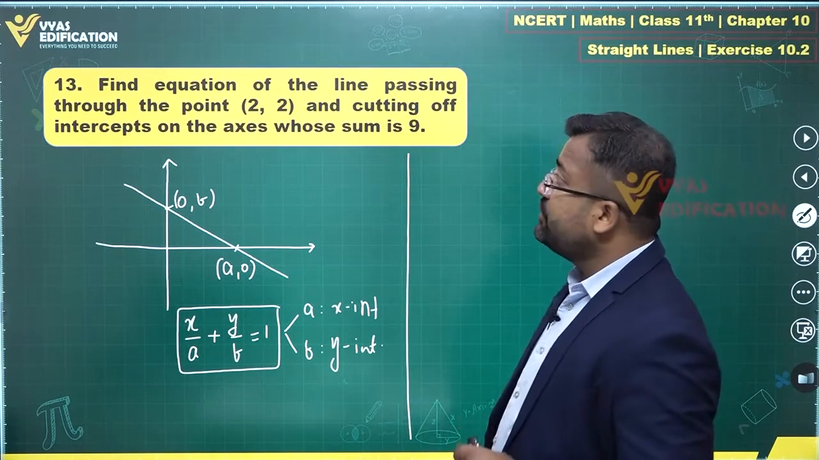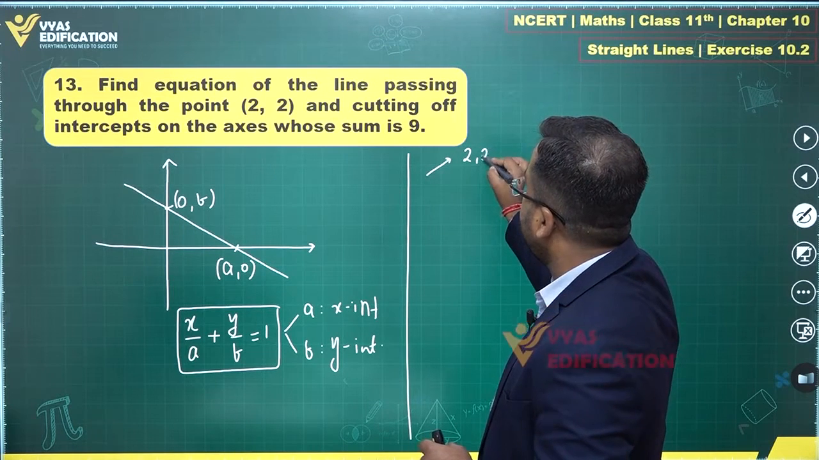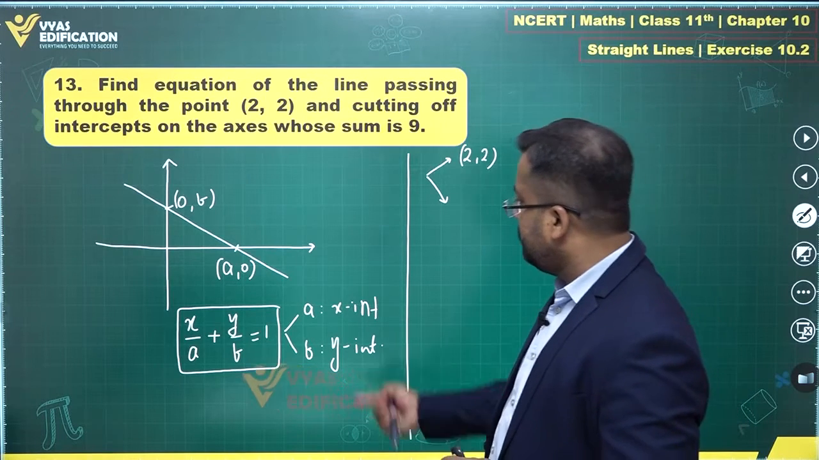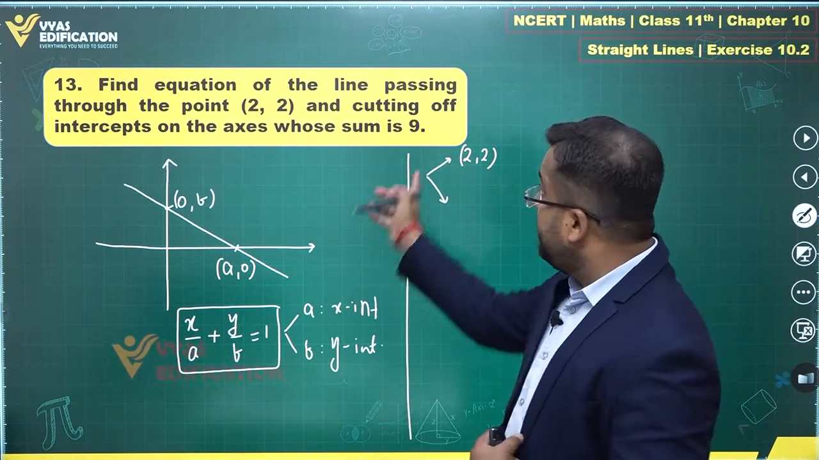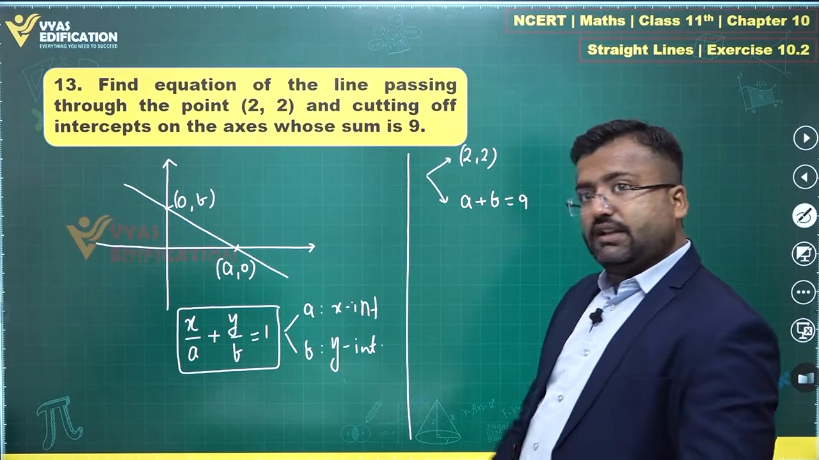In this particular question, we are given the equation of a line passing through the point (2, 2). One condition is that the line passes through (2, 2). The other condition is that it cuts off intercepts on the axes whose sum is 9. So it is given that a plus b is equal to 9.